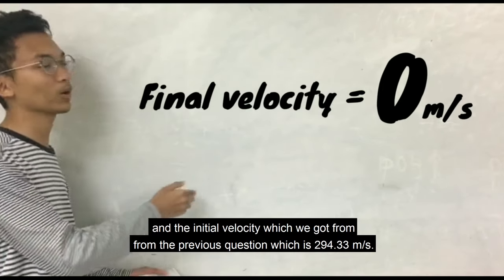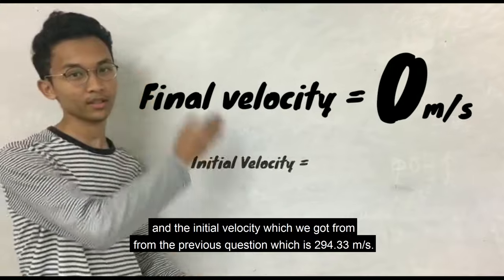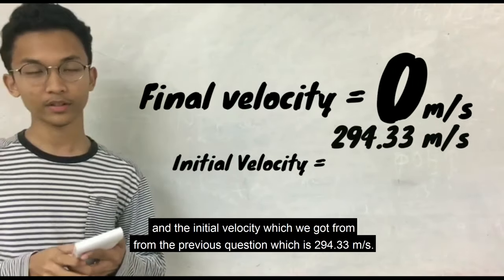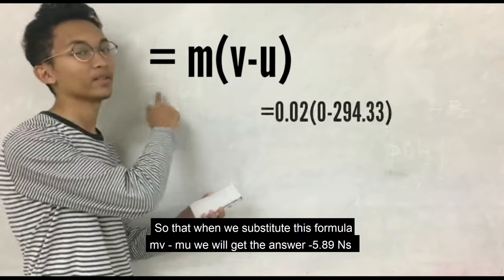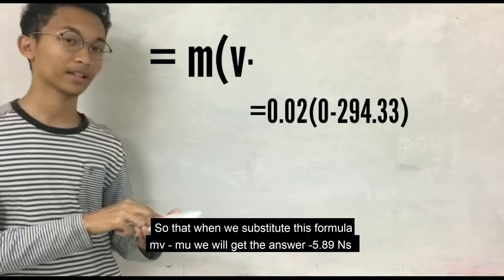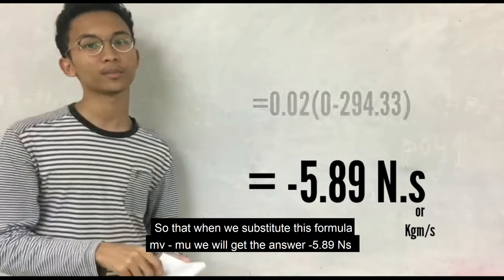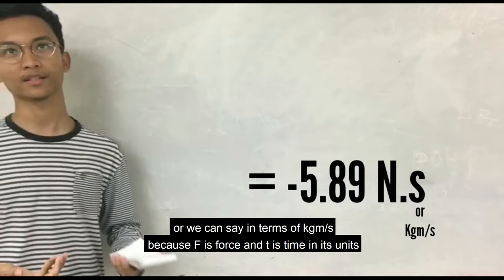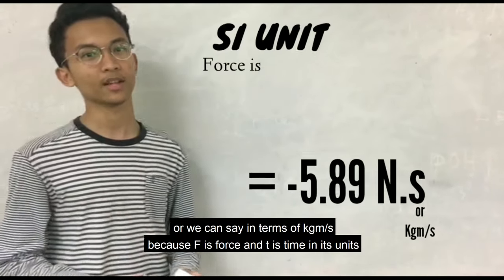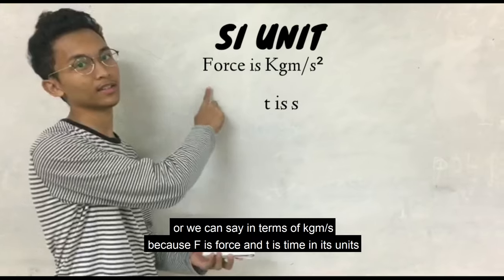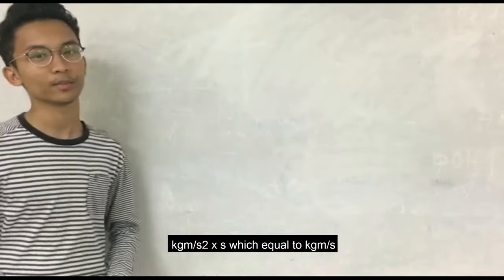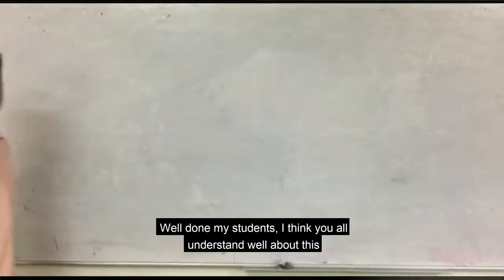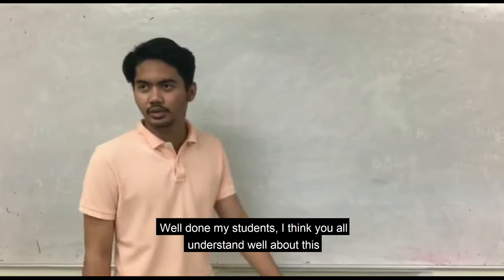And the initial velocity we already got from the previous question, which is 294.33 meters per second. When we substitute into the formula mv minus mu, we get the answer of -5.89 newton seconds. Also, we can say in terms of kg meters per second, because in Ft, F is force and t is time, so the unit is newton seconds. Well done, my students. I think you all understand this well.